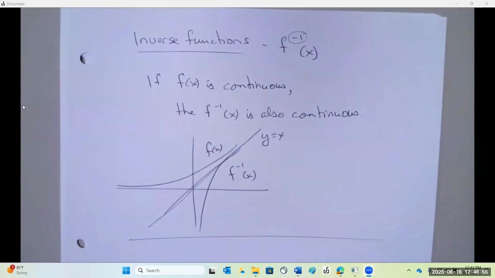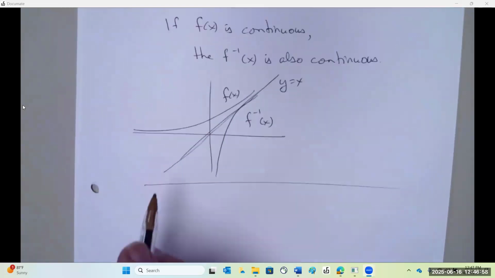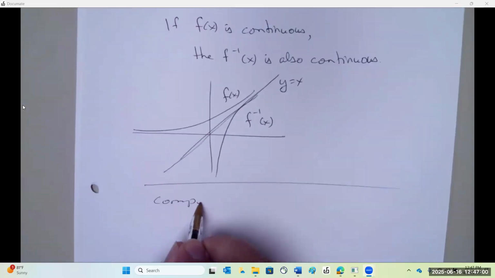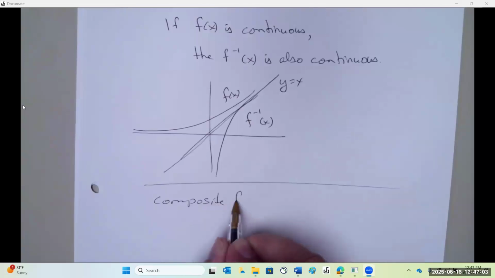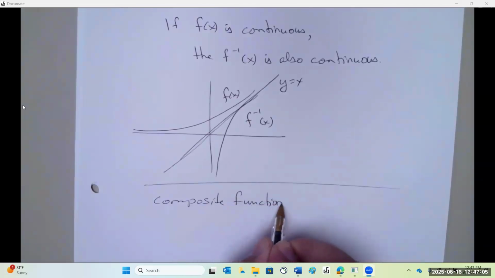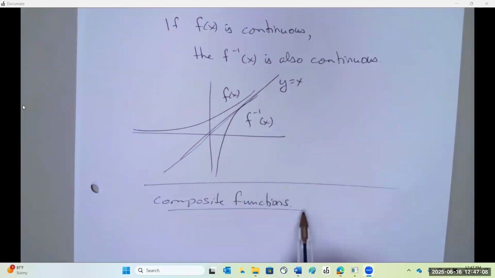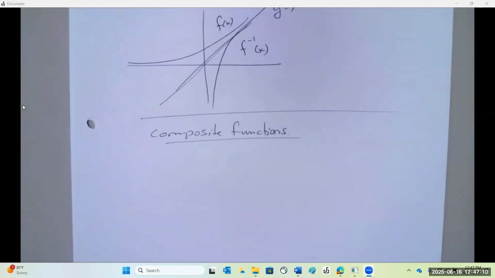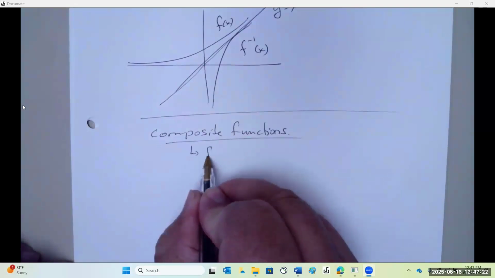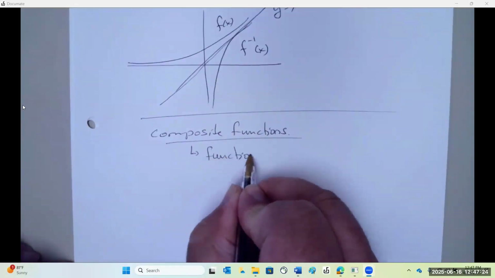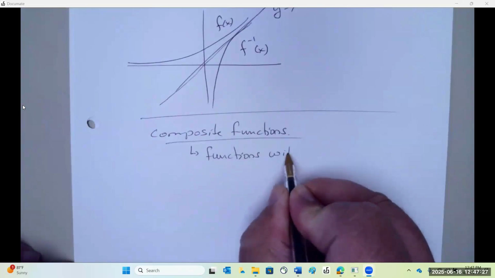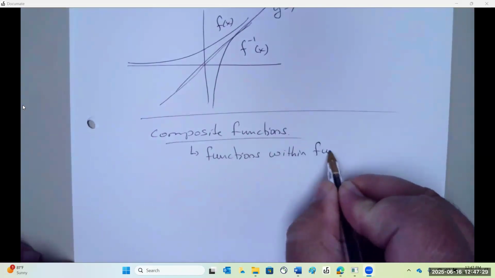What about composite functions? What can we say about continuity there? First off, what are composite functions? Functions within functions.